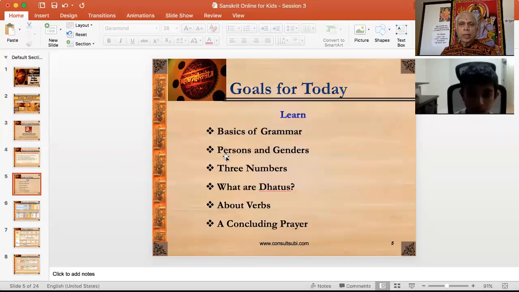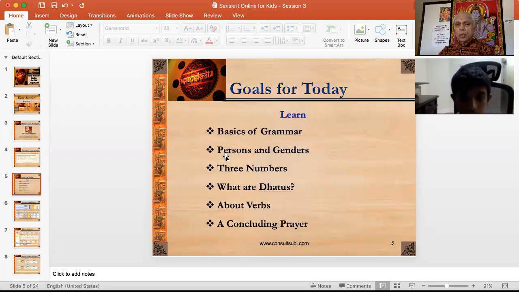What we are going to do today. Our goals today is to learn something about the basics of Sanskrit grammar. And there are persons and genders like in English and Sanskrit also. We are going to learn that. And we are also going to learn the three numbers, singular, dual and plural. We're going to learn about what are dhatus. There is a word called dhatu. We're going to learn what are dhatus. And we're going to learn about verbs. And finally, a prayer.